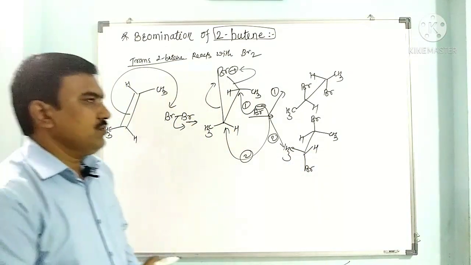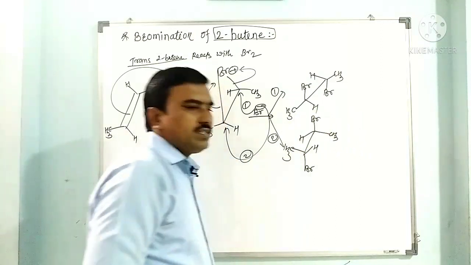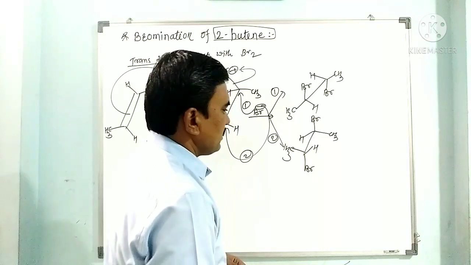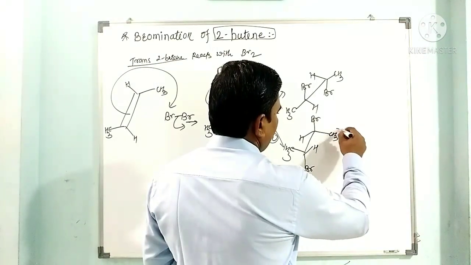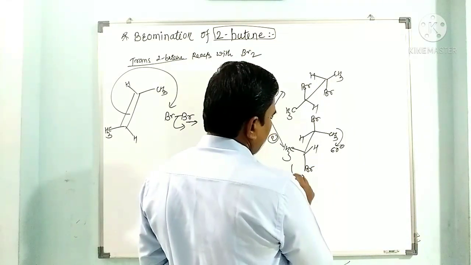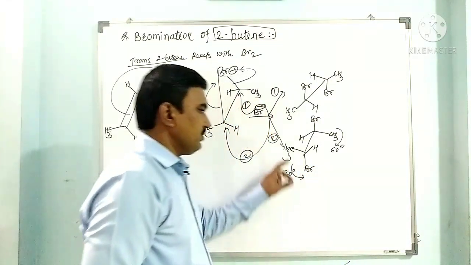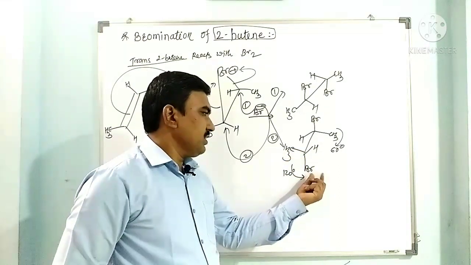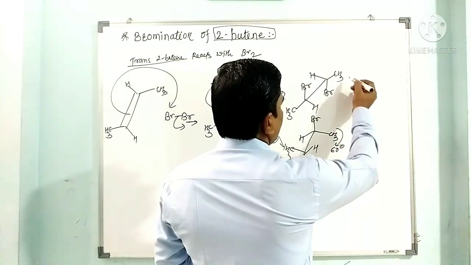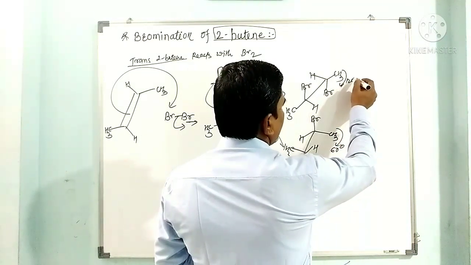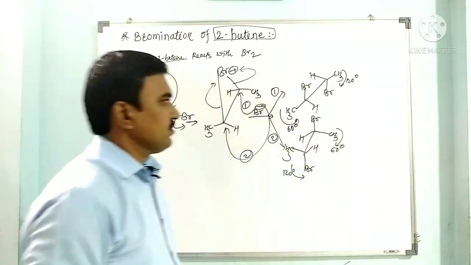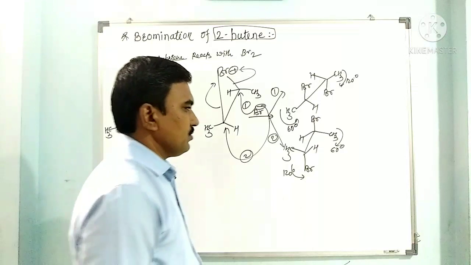Okay, now we have to represent this in a Fischer projection. When we are representing this in a Fischer projection, we have to rotate this by 60 degrees, and this anti-clockwise by 120 degrees, because when we have to bring this methyl here, we have to rotate it by 120 degrees, then it comes to this position. And this we have to rotate by 60 degrees. So both the methyls come down.